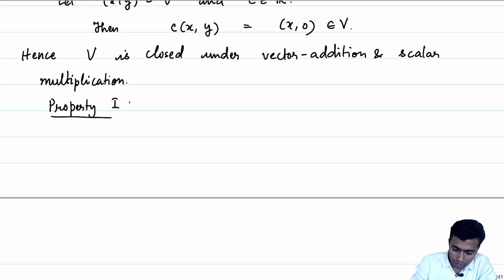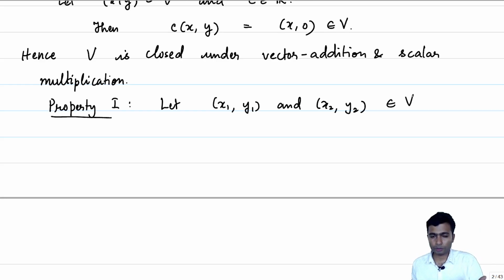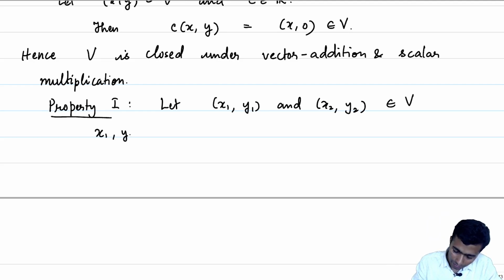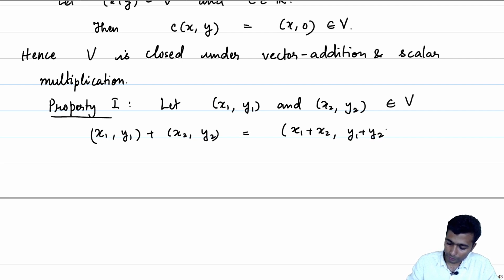Property 1 dealt with whether this vector addition is commutative. So let us take two elements in V, x1, y1 and x2, y2 in capital V. What do we need to do? We need to check that if V1 and V2 are two elements in capital V, V1 plus V2 should be the same as V2 plus V1. So let us see what is x1, y1 plus x2, y2. It is just component wise addition, which is x1 plus x2, y1 plus y2.